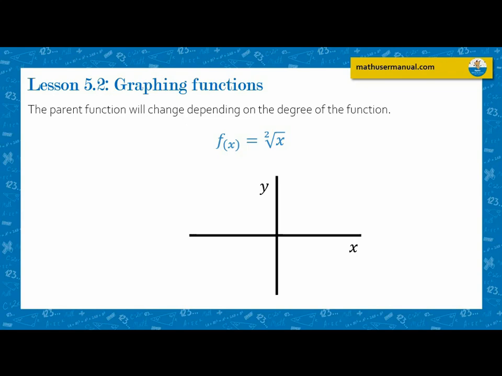Let's continue this lesson 5.2 about graphing functions by understanding a few more parent functions. And let's do radicals this time. Let's start with the square root of x. What does the parent function of the square root of x look like? Because remember, as the degree or the power or the exponent on the function changes, the shape of the parent function is also going to change.